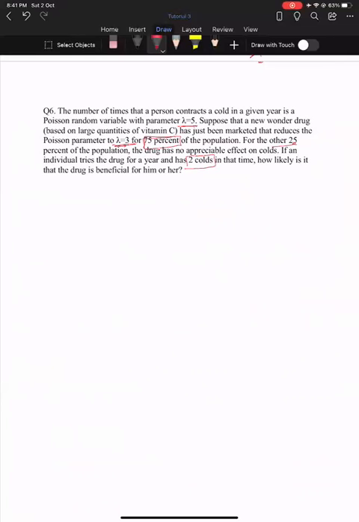Okay, so this is a Poisson distribution, we know, because the parameter is given and they've mentioned it. Also, we are given something: if an individual tries the drug for a year and has 2 colds in that time. So we have a conditional probability also. We have to find the probability that the drug is beneficial given that a person has had 2 colds in a year.